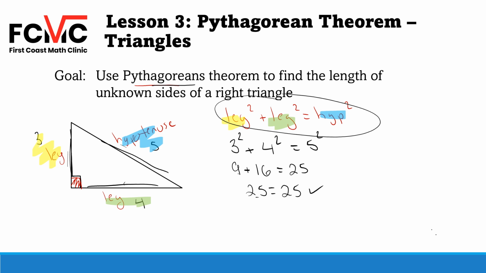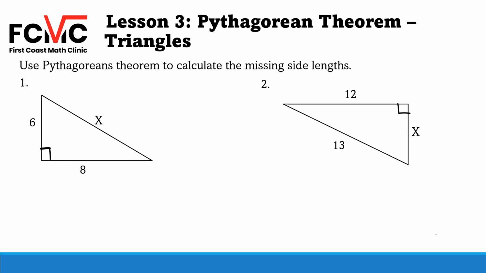All right, so let's go through some examples where we use Pythagorean's theorem to find missing legs or missing hypotenuse for a right triangle. Okay, so let's look at triangle number 1. 6 is a leg, 8 is a leg, and x is a hypotenuse. We know that 6 and 8 are our legs because they meet up to form the right angle here. And we know that x is the hypotenuse because it's across from that right angle. And the hypotenuse is our unknown, so that's what we're going to be solving for.